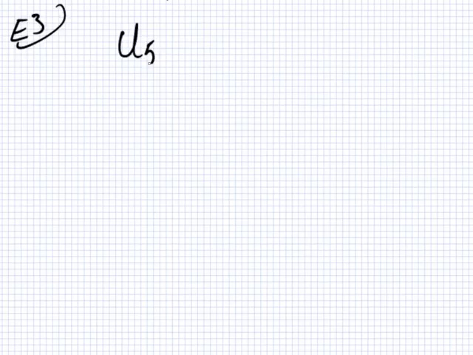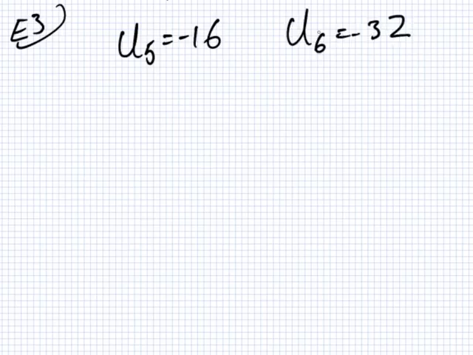So here I tell you that the fifth, what example is this? Number three, is it? Example three. I tell you that the fifth term is minus 16, and the sixth term is minus 32. Find the a and the r.